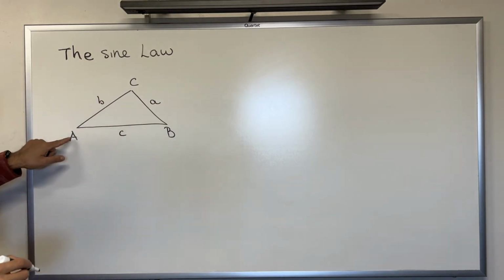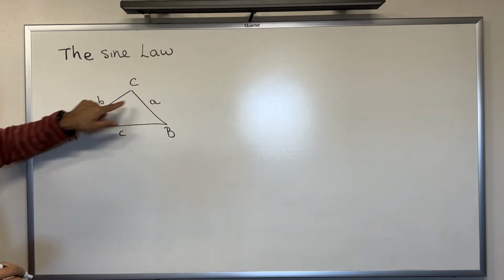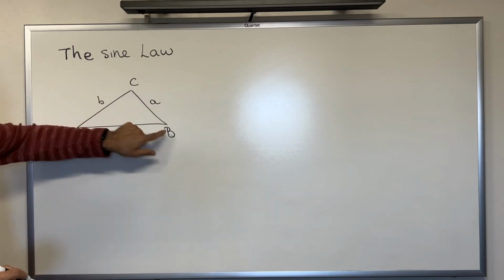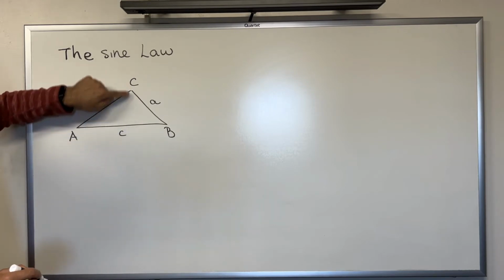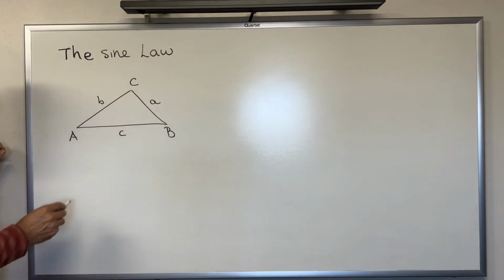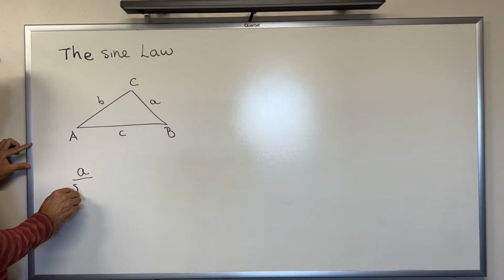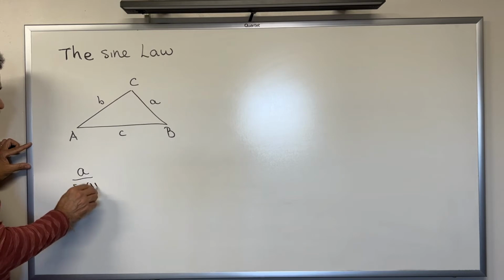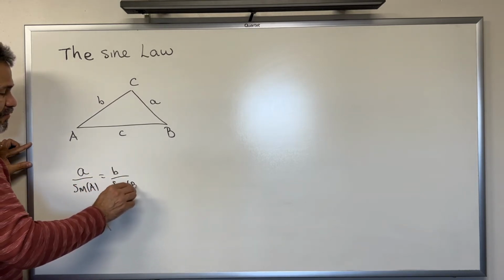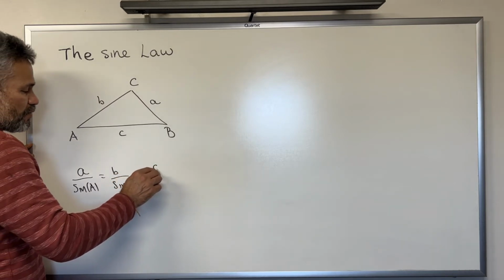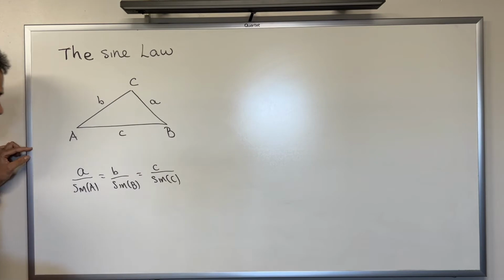And we have to be careful that lowercase a is opposite to the vertex A, lowercase b is opposite to the vertex B, and lowercase c is opposite to the vertex C. With this notation, the sine law says that a over sine of the angle A is b over sine of the angle B, and is equal to c over sine of the angle C.